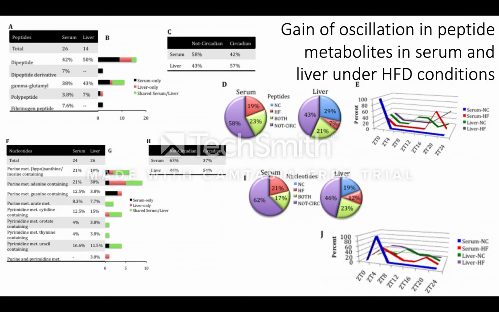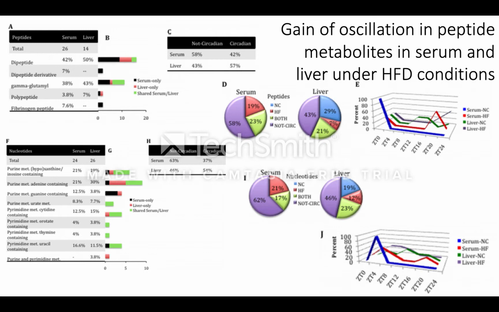Peptide metabolites were analyzed as well. Figures A and B showed the peptide metabolite composition in serum and liver. Very few peptide metabolites were found in the liver. In the serum, though, 58% of the metabolites oscillated, and in the liver, 43% of them did, as you can see in Figure C. Figure D shows an increase in circulating peptides in the serum compared with liver in the high-fat density diet and the loss of circulating peptides in serum compared with liver in the normal condition.